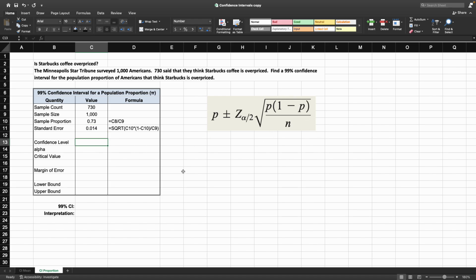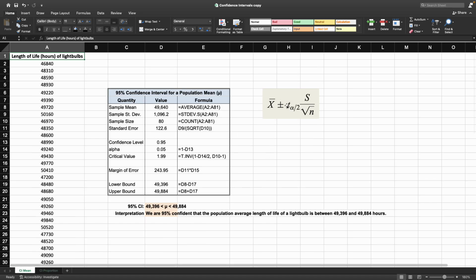Now we need to work on our confidence level. We are interested in a 99% confidence interval, so our confidence level is 0.99. We know alpha is 1 minus confidence, so that's equals 1 minus 0.99, which is 0.01. Now we need to use a slightly different function than in the prior example. Because that was a t-statistic, we used the t.inverse function. We're going to do essentially the same thing, but we don't have to worry about degrees of freedom. So we're going to do 1 minus alpha over 2.